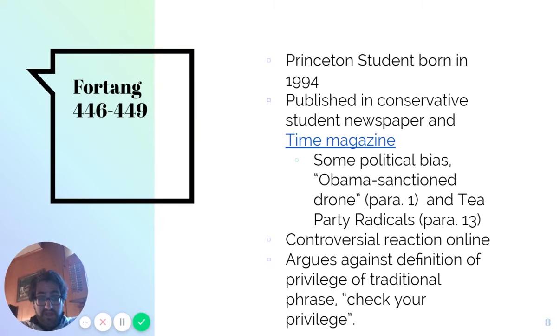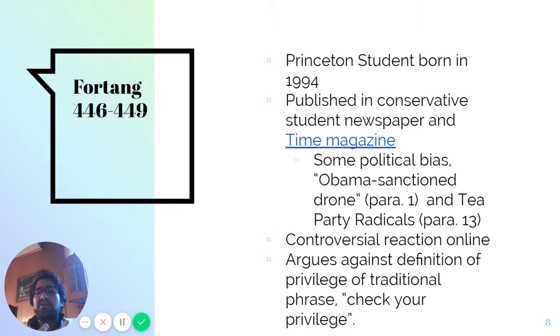So the first one was actually by a Princeton student. He's younger than some of us in the class. He was born in 1994. He published this piece in Time magazine as well as in the conservative Princetonian newspaper. And he does mention some things that show his political bias towards a more Republican bent. He mentions President Obama. He mentions Tea Party radicals. So you do see politics informing him.